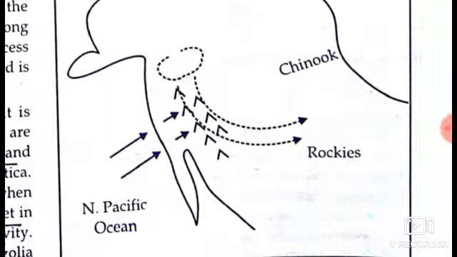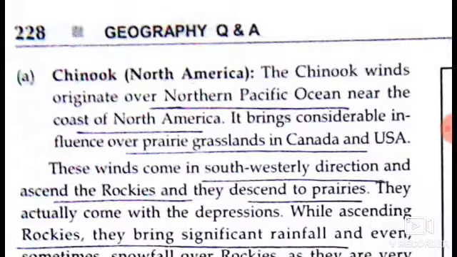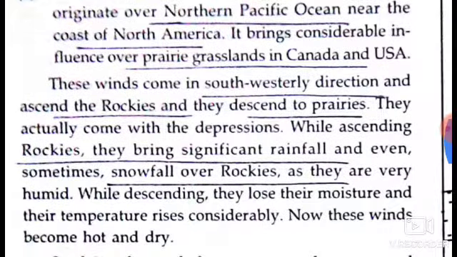North Pacific Ocean, Chinook, Rockies. Chinook, mainly North America. The Chinook originates over the Northern Pacific Ocean near the coast of North America. It brings considerable influence over prairie grassland in Canada and the US. These winds come in a southwesterly direction and ascend the Rockies, and then descend to the prairies.